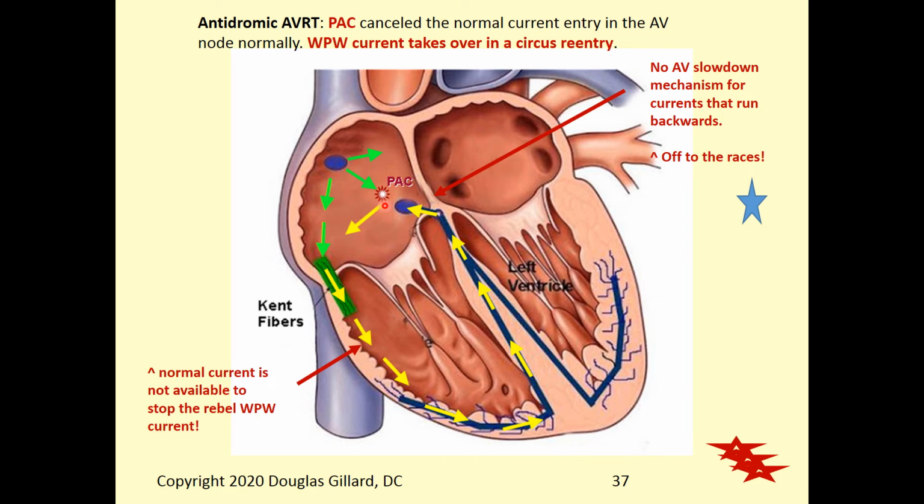The current goes everywhere. I didn't draw it in. It can go this way, it can go this way. It goes this way, knocks out the SA node, so the SA node is knocked silly and doesn't work. But it goes right back down Kent fibers, and if they're fast repolarizers and ready to accept another action potential, here we go. We got a macro reentry circuit where the current is running retrograde through the Purkinje system and anterograde through Kent fibers. That's going to be the key.